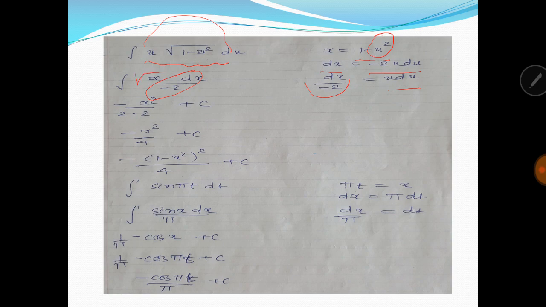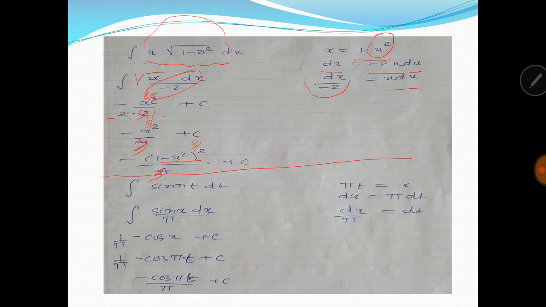So square root of x is x power 1/2, then x power 1 plus 1/2 divided by, you still have minus 2 here, and 1 plus 1/2 is 3 divided by 2. So that is 3 divided by 2, divided by 3. Now you replace x is equal to 1 minus u square back, so you get here 3 divided by 2, and this is 3, plus c. So that's your final answer.